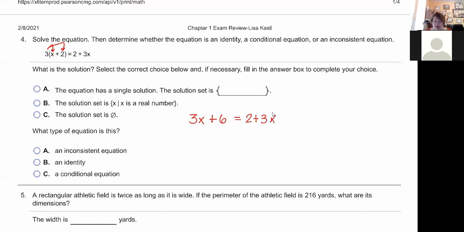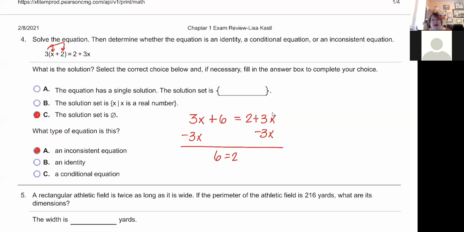And what happens when I subtract 3x from both sides to isolate the x terms? Well, I end up with 6 equals 2. And that's nonsense. 6 does not equal 2. So this equation doesn't have a solution. Or the solution is the empty set. And that is true. There is no value of x that you can plug in here and this is going to work. It doesn't exist. So since there's no solution, since what we get doesn't make sense, this is inconsistent.